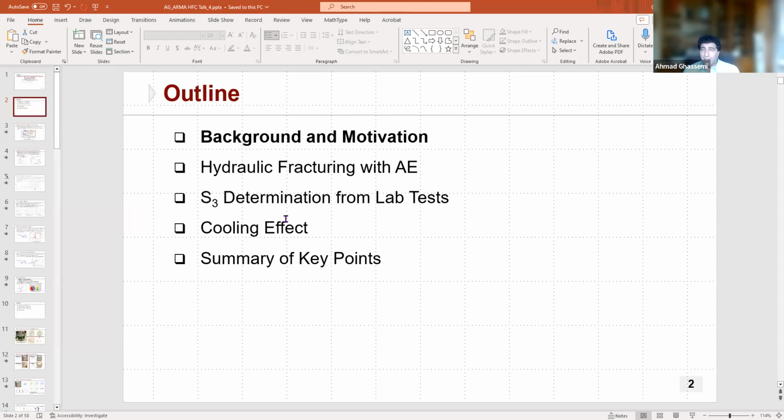And just to give you an idea of what the presentation will evolve into, we'll start with some background information and motivation. Look at some hydraulic fracturing experiments we've done with AE, and look at the determination of the applied minimum stress in the block tests, and briefly discuss the cooling effect, and then summarize our key findings.